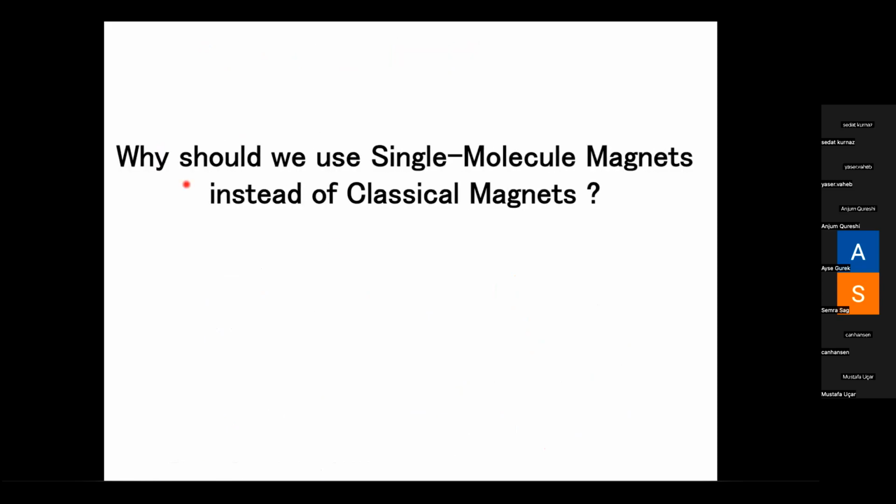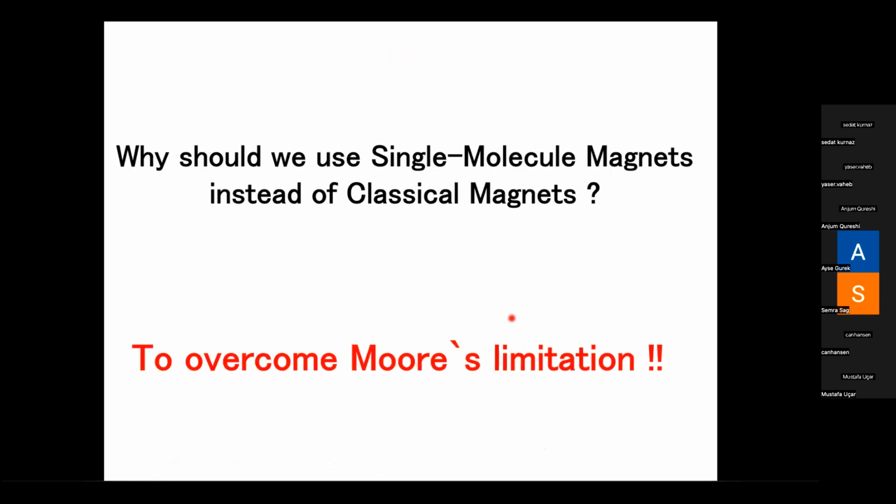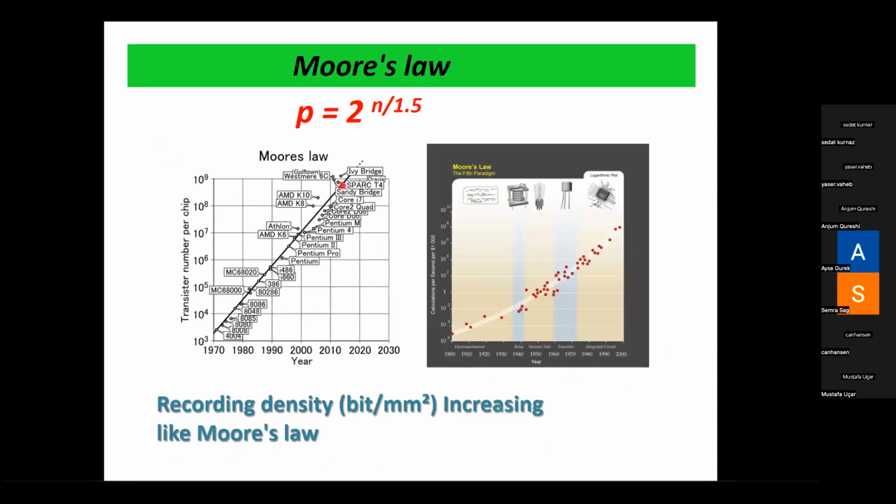Why should we use a single molecule magnet instead of a classical magnet? The answer is to overcome Moore's limitation. Human beings face Moore's limitation, and we must overcome it. So what is Moore's law? Unfortunately, Moore passed away 2 months ago. According to Moore's law, every 1.5 years, memory capacity increases twice.